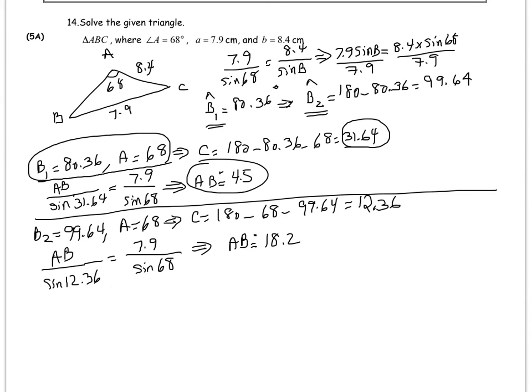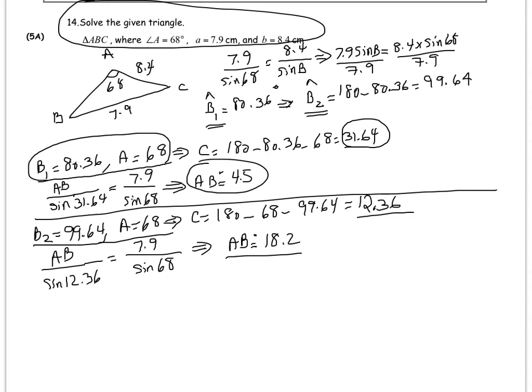Now, we know B2, we know A, and we know also angle C and side AB, so we solve the triangle. Again, for the given information here, there are two possible answers. One is this one, and the other one is this.